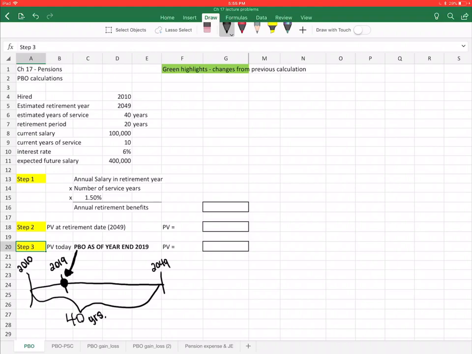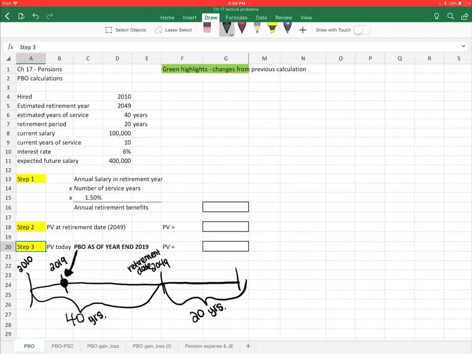What is the PBO, the liability that needs to be reported on that day, okay? So the last piece of this is how long is Jessica Farrow actually going to be retired? So if this is Jessica Farrow's retirement date, 2049, we said that she is going to be retired for 20 years. That is our timeline. That is what we are working with in terms of the details of this example, okay?